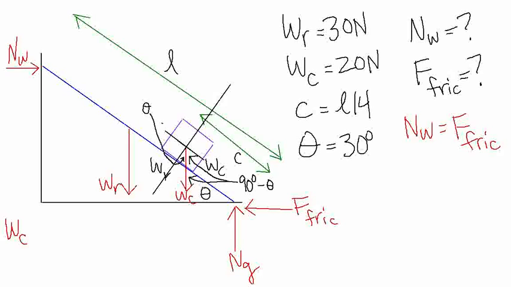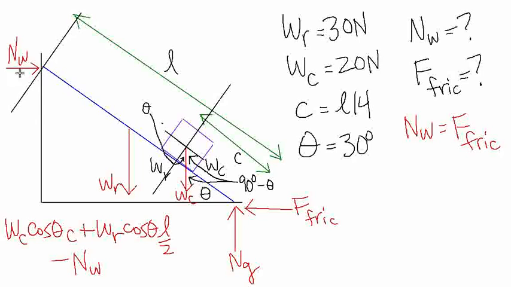So all of that is to say that the torque due to the weight of the crate is W_C cosine of theta times C. All right, and then for the weight of the ramp, it'll be W_R cosine of theta times L over 2. And then I'm going to subtract the contribution due to the normal from the wall. And so that will have a distance L, but now I have to do some more geometric analysis before I can get the perpendicular component. So let's draw some lines.